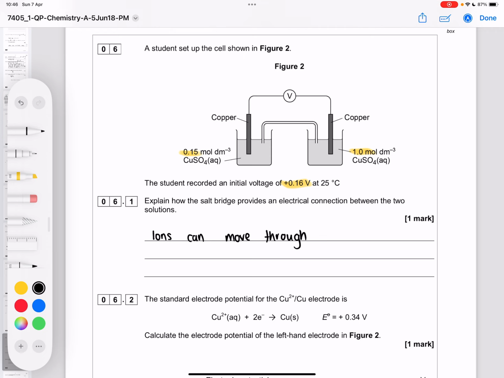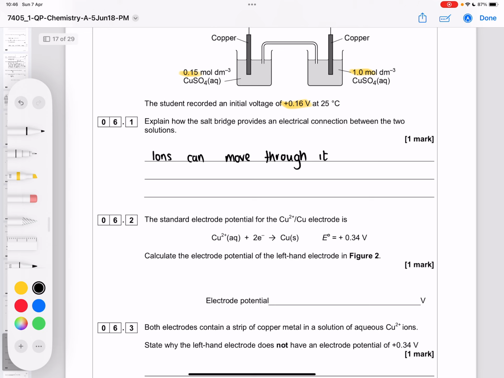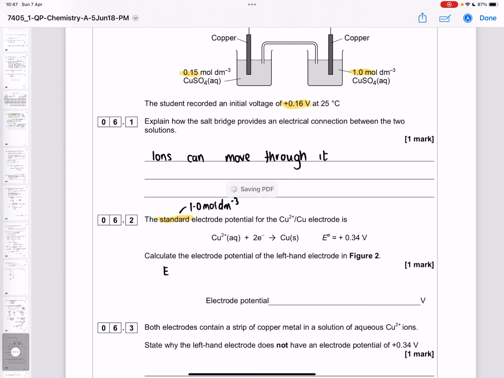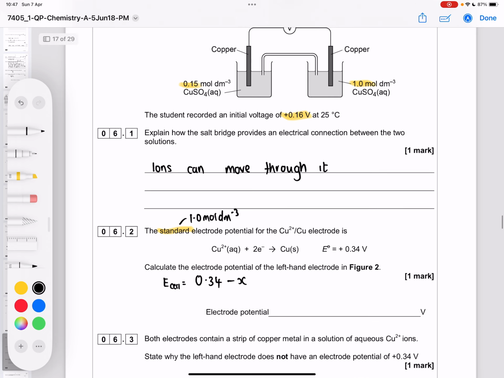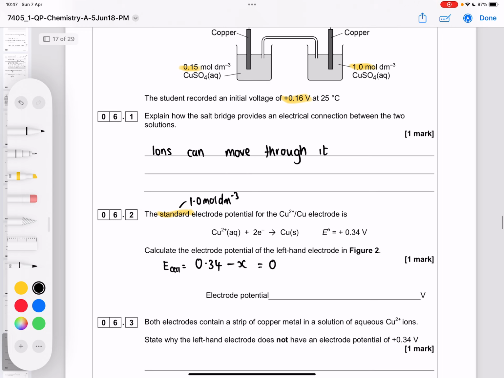The standard electrode potential, so standard, and that's when we're under the standard conditions of 1 mole per decimetre cubed, for the copper electrode is 0.34. So calculate the left-hand electrode. Remembering that the electrode potential of a cell is the right-hand side minus the left-hand side. So the right-hand side is 0.34 minus the left-hand side, which we don't know, we've been asked to calculate, and we know that it comes to 0.16. So we do some rearrangement, and we get x is 0.18.